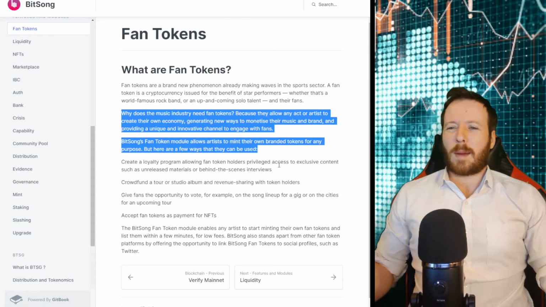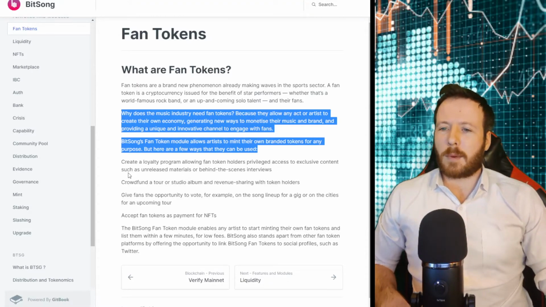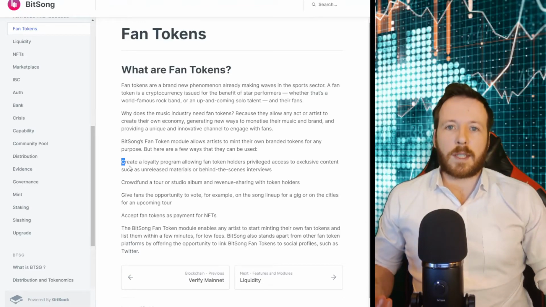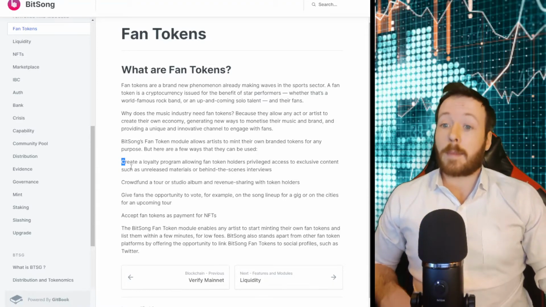And you might ask, why would a fan buy that? And they actually have some quite reasonable answers. The first one is very clear. If you're a fan and you spend a lot of money on these tokens for this individual artist, you can get access to exclusive content that nobody else will get access to. That makes good logical sense.